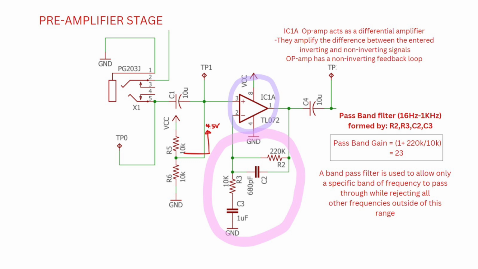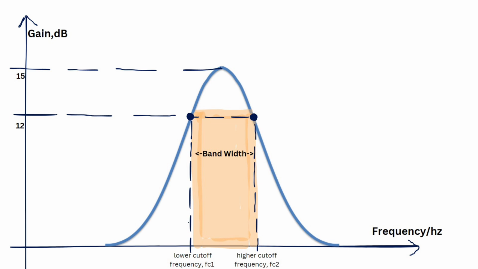And I have a graph here I can show you. So this is an example of what it can be. So let's say the peak voltage is 15, then we minus 3 decibels, and then there are 2 intersections. The first intersection will be the lower cutoff frequency, and the second intersection will be the higher cutoff frequency. And those 2 frequencies will make up the bandwidth.